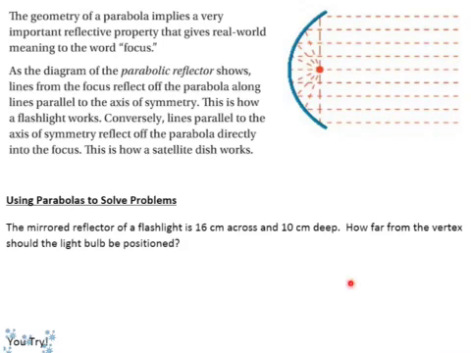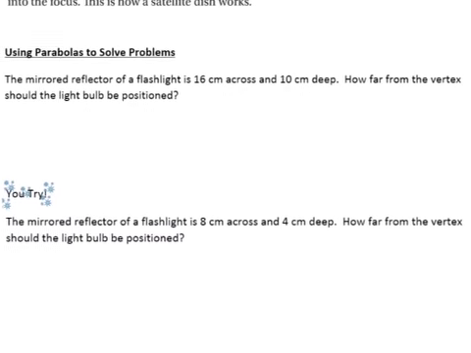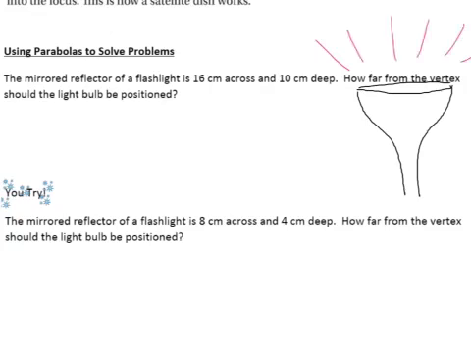In our example, it says, the mirrored reflector of a flashlight is 16 centimeters across and 10 centimeters deep. How far from the vertex should the light bulb be positioned? Alright, so I'm first going to attempt to draw a picture of this flashlight. So maybe here's my flashlight, and you know, the light's shining from it. Kind of looks like a cup.